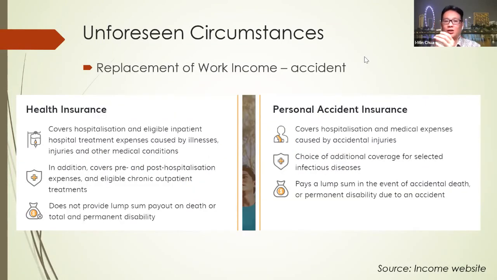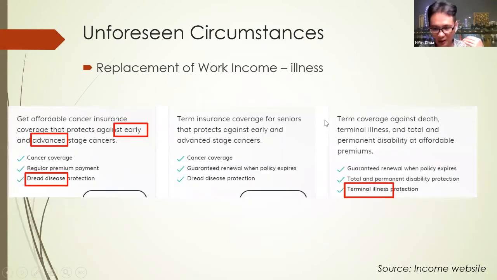Now, the next objective for insurance is to replace work income. So touch wood, if anything happens to somebody, let's say because of an accident, they cannot work for like 2 years, 3 years, they need some money to come in. So this kind of insurance is called personal accident insurance, or either that, life and term insurance.